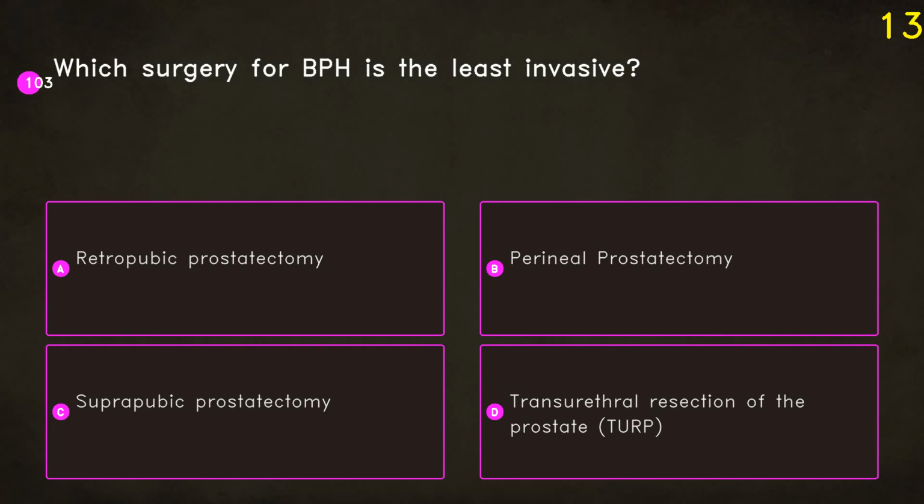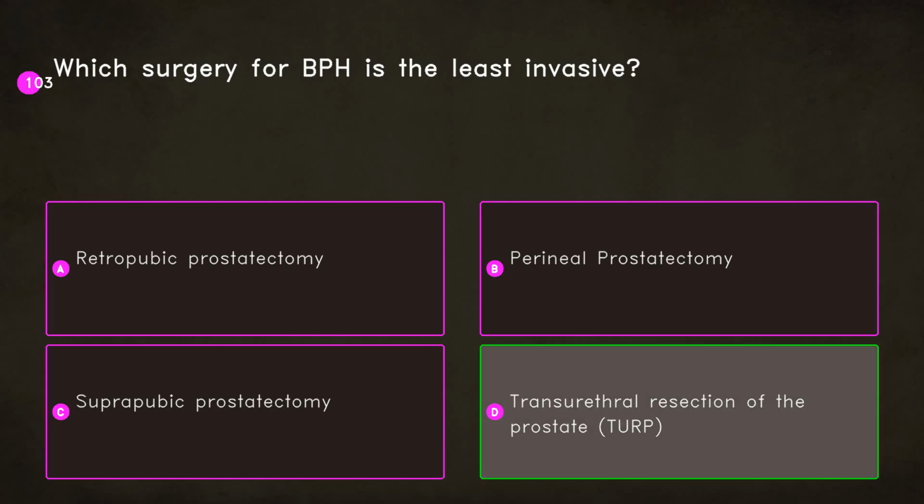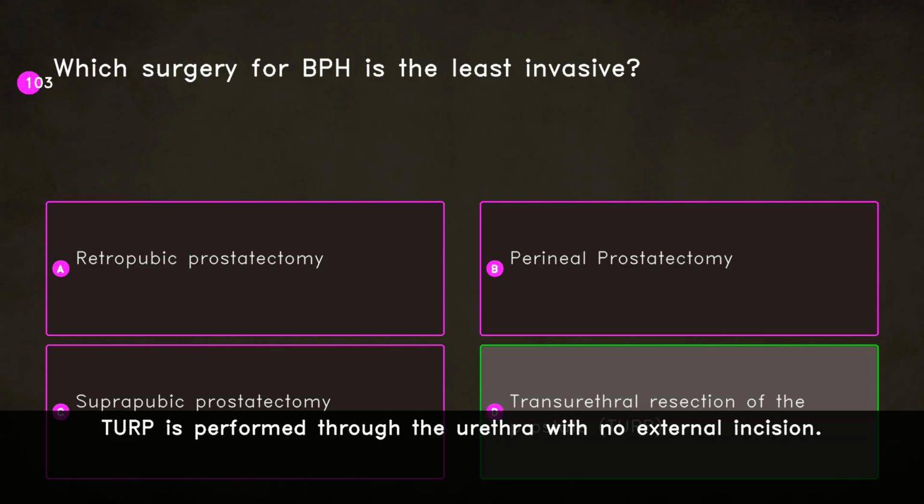Question 103. Which surgery for BPH is the least invasive? A. Retropubic prostatectomy, B. Perineal prostatectomy, C. Suprapubic prostatectomy, D. Transurethral resection of the prostate, TURP. The correct answer is transurethral resection of the prostate, TURP. TURP is performed through the urethra with no external incision.